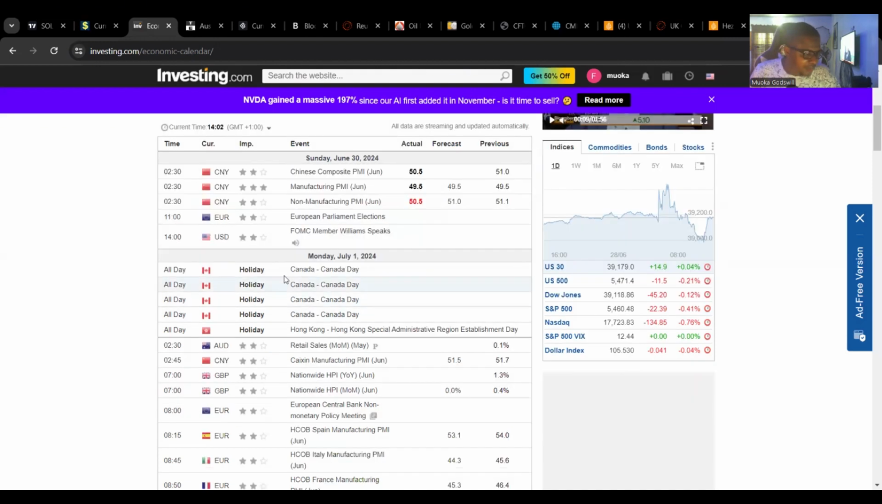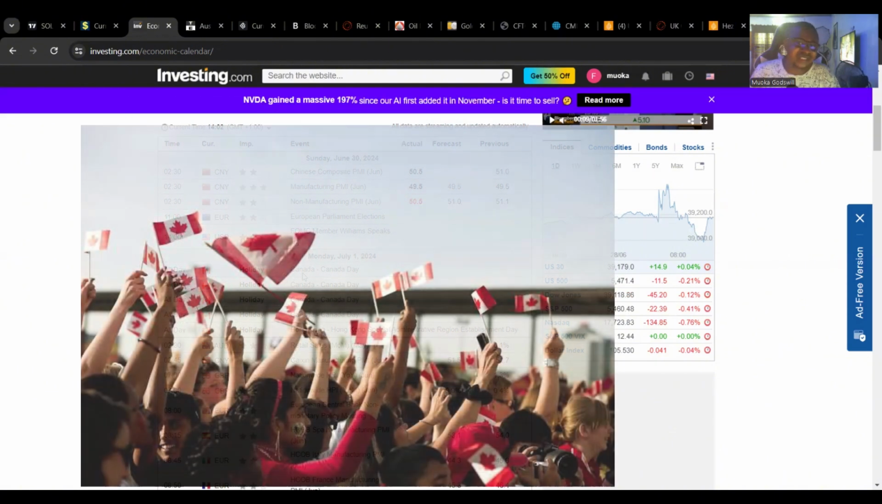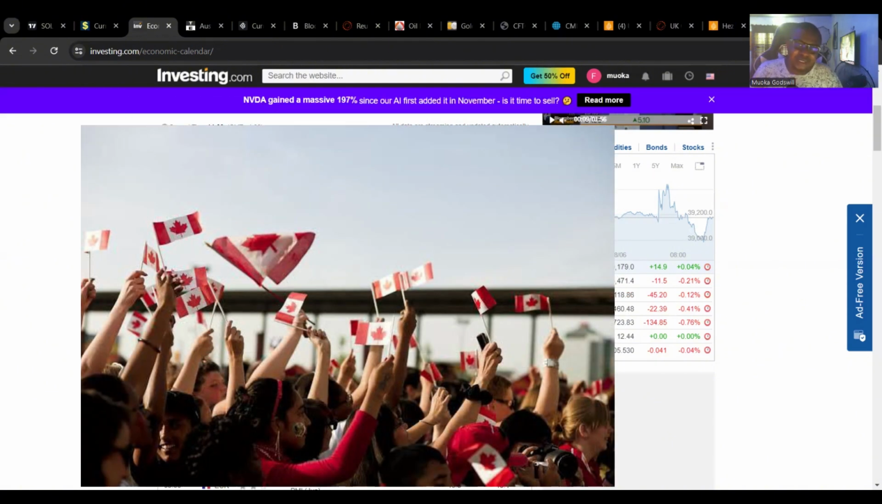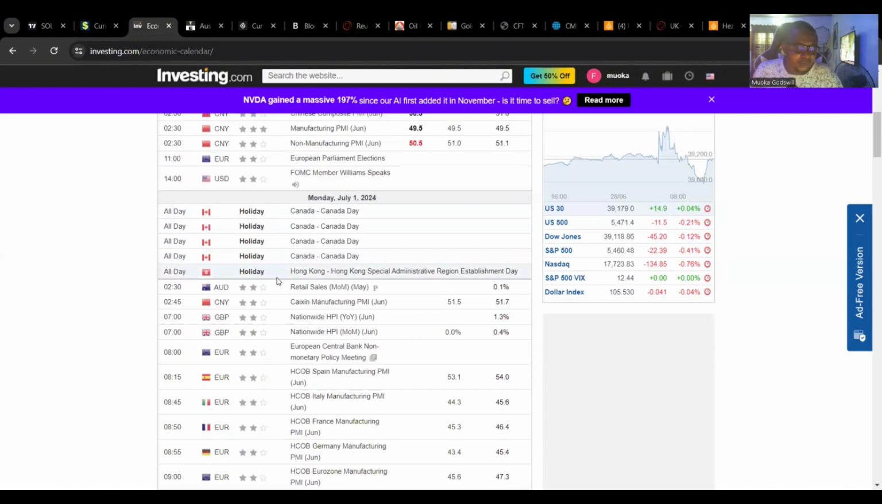On Monday we have a Canada holiday, so for the week it is almost like a dry week in Canada, a holiday week. When I say dry week, I mean based on the financial market. But on Friday we have important data coming from Canada, which we are going to come to, which is the unemployment rate.